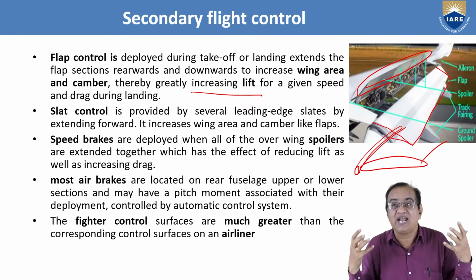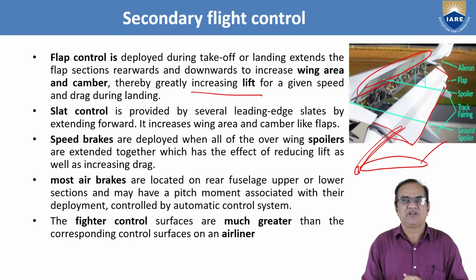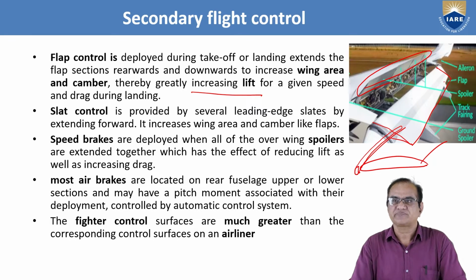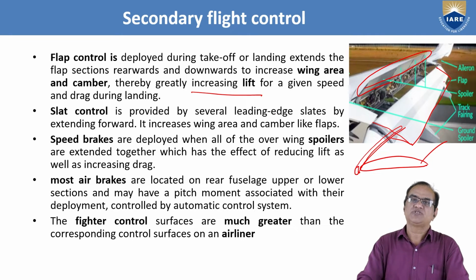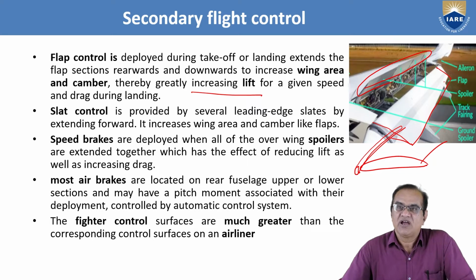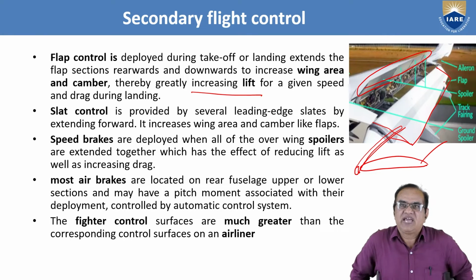But it should not reduce that much lift that it is less than the sustaining speed of the aircraft. Most air brakes are located on the rear fuselage, upper or lower section, and may have a pitch moment associated with their deployment, controlled by automatic control of the system. So if we use these air brakes, the pitching motion will be there, and this has to be countered by automatic or autopilot. A fighter's control surfaces are much greater than the corresponding control surfaces on an airplane.